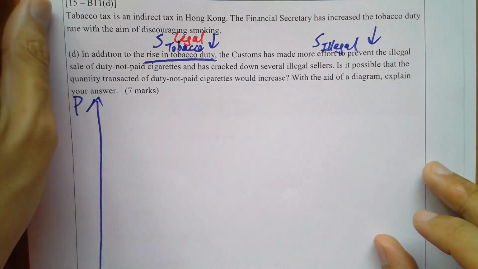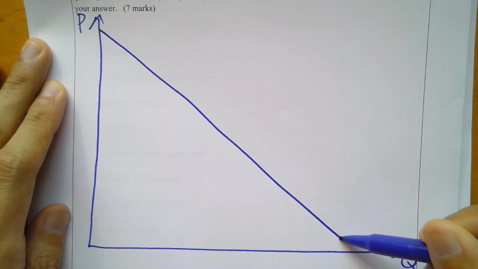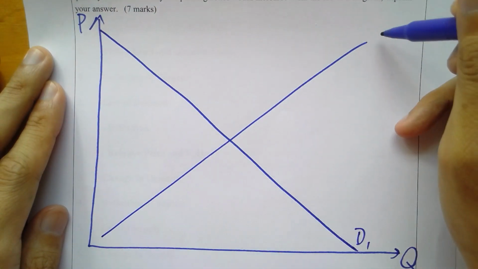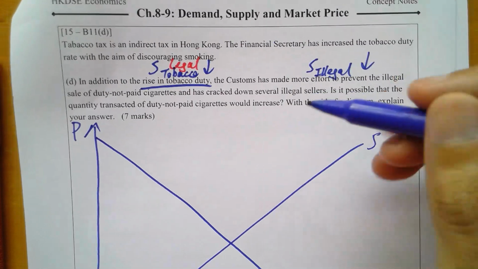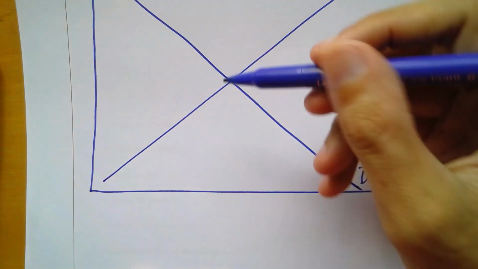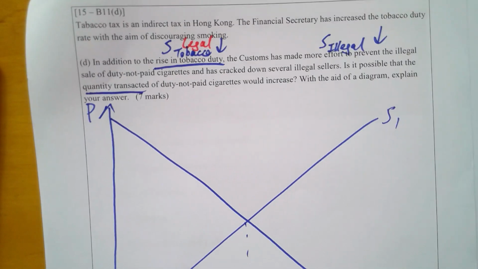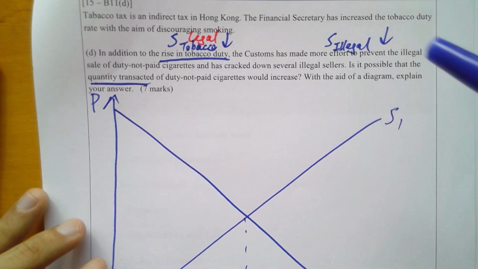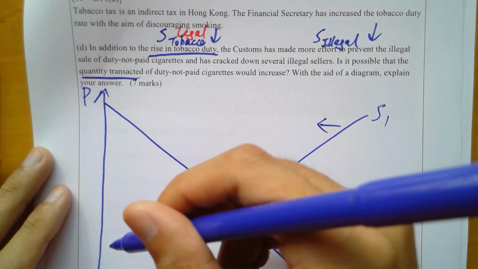Okay, now originally, let's see the original case. This is our demand one, this is our supply one. Now, let me skip the price because the question is asking QT. I skip the price, okay? Now you see, originally this is our Q1. Now we know supply of illegal cigarettes would decrease due to some crackdown.